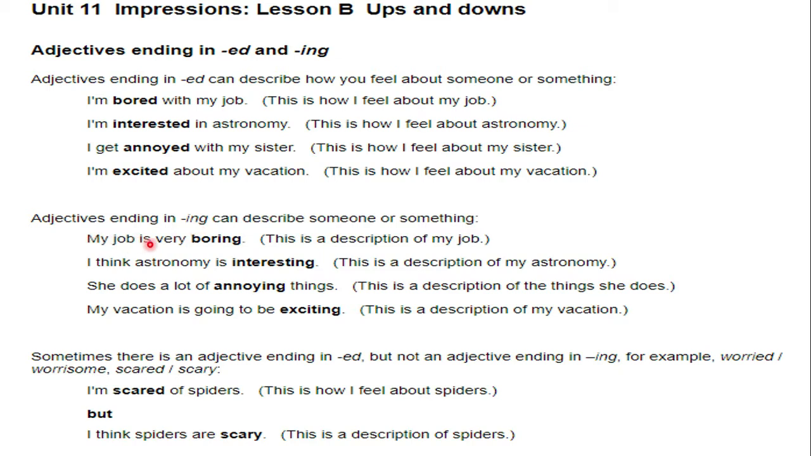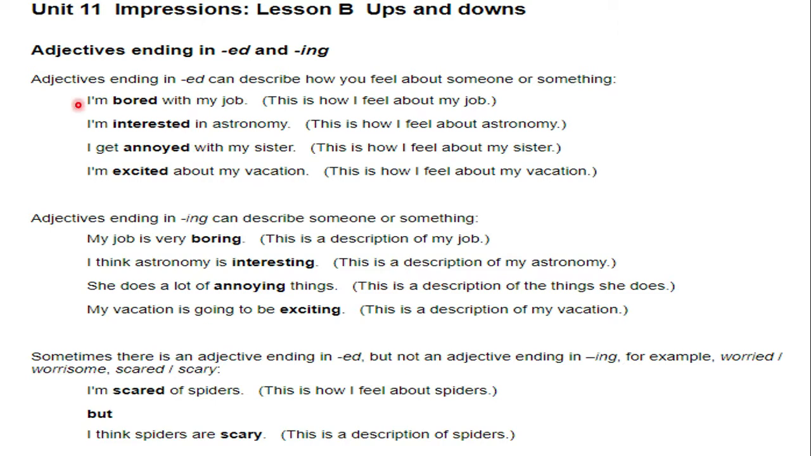¿Ya? For example, my job is very boring. ¿Ya? So this is a description of my job. Mi trabajo es muy aburrido. I think astronomy is interesting. This is a description of astronomy. Yo creo que astronomía, es decir, la materia astronomía, es interesante. ¿Ya? She does a lot of annoying things. ¿Ya? This is a description of the things that she does. Es decir, ella hace cosas molestas. Estoy describiendo las cosas que ella hace. My vacation is going to be exciting. This is a description of my vacation.